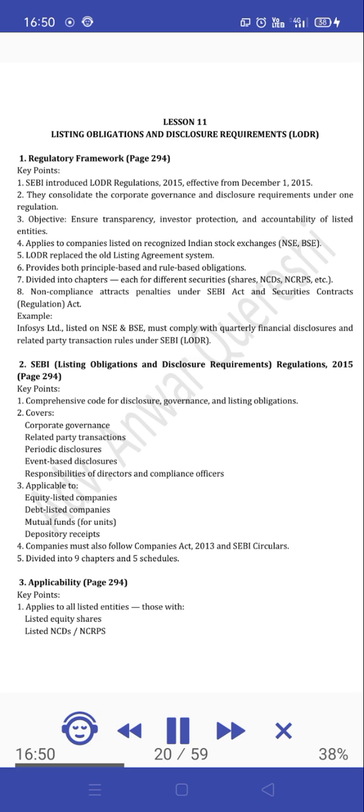Lesson 11. Listing obligations and disclosure requirements. 1. Regulatory framework, page 294. Key points. 1. SEBI introduced LODR Regulations, 2015, effective from December 1, 2015. 2. They consolidate the corporate governance and disclosure requirements under one regulation. 3. Objective: ensure transparency, investor protection, and accountability of listed entities. 4. Applies to companies listed on recognized Indian stock exchanges, NSE, BSE.